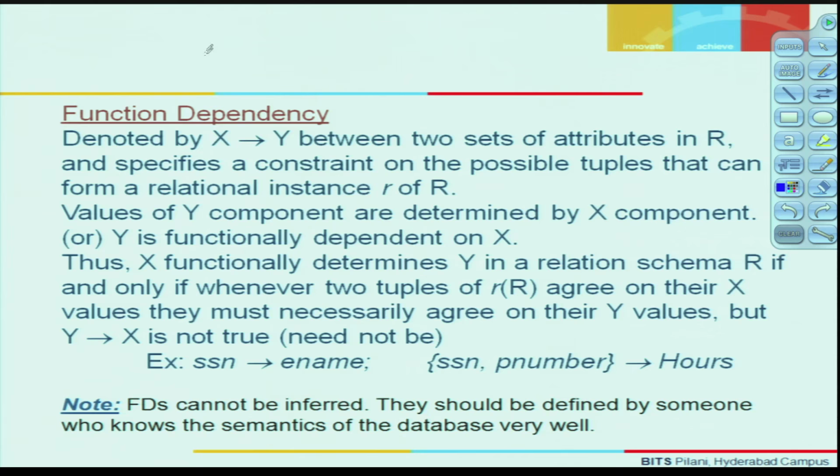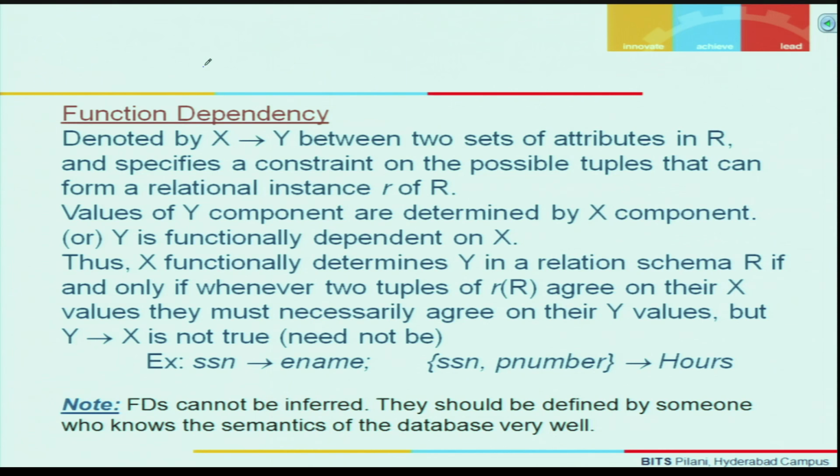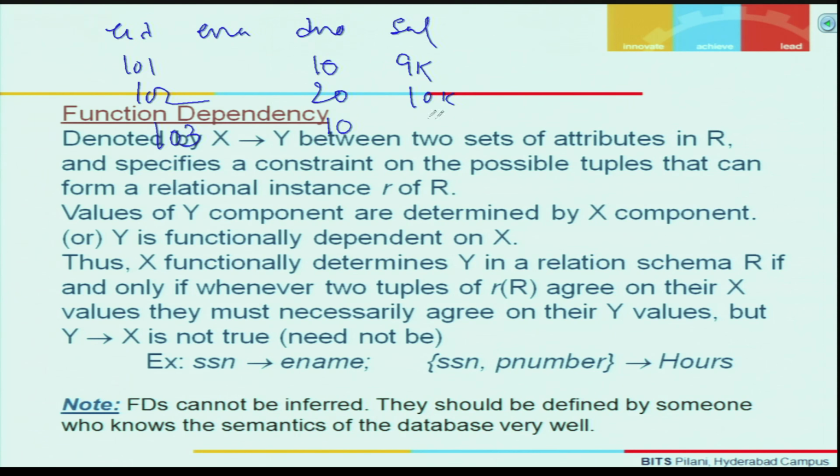Similarly, if I say that the company has a rule saying that all the employees working with a particular department will have the same salary. In that case, if I have an employee table with employee ID, employee name, department number and then salary, then for 101 the department number is 10 and the salary is 9K, and for 102 the department number is 20 and his salary is 10K. Suppose there is somebody else, employee 103, whose department is 10, what must be the salary?